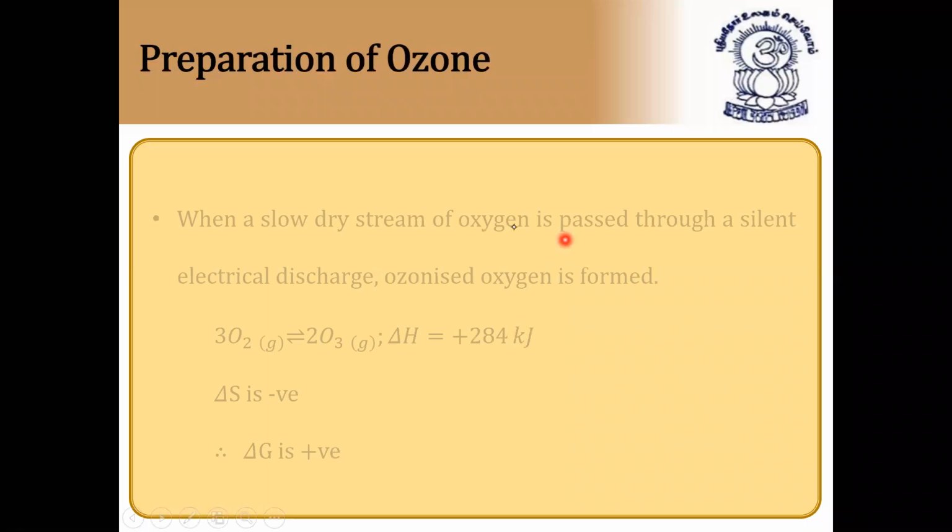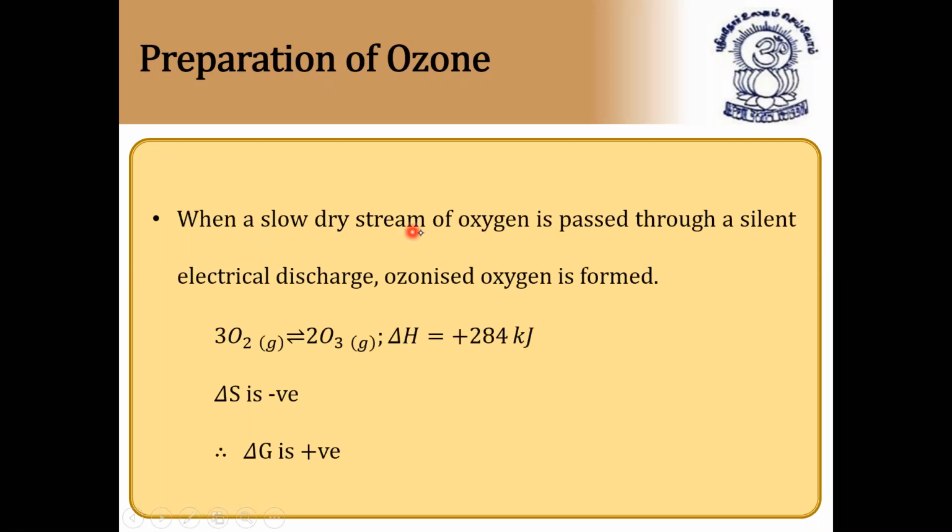Next, preparation of ozone. When a slow, dry stream of oxygen is passed through a silent electric discharge, ozonized oxygen is formed. So ozone is formed, and the reaction has delta H positive, an endothermic reaction, delta S, the change in entropy, is negative because order changes to disorder, and delta G, the change in Gibbs free energy, is positive. So these things are important.